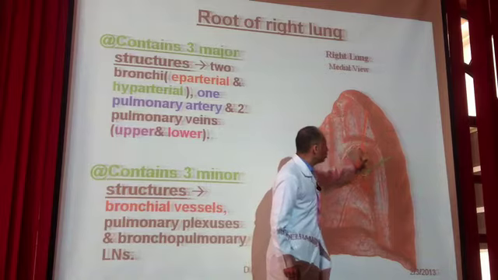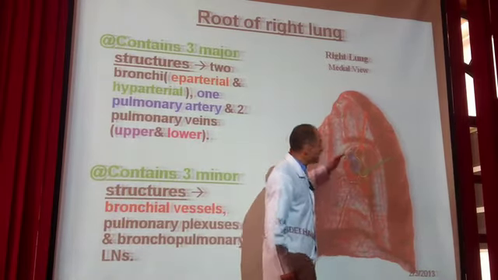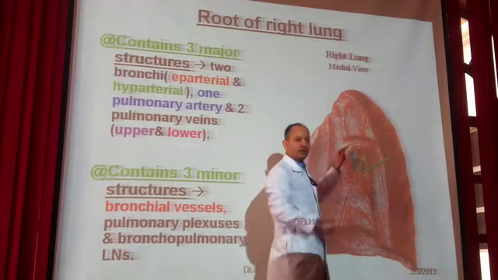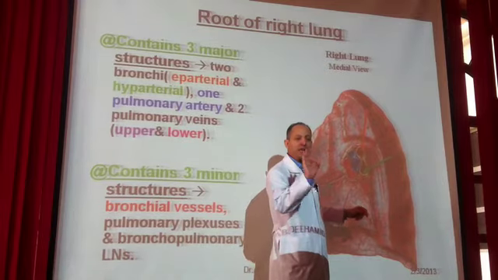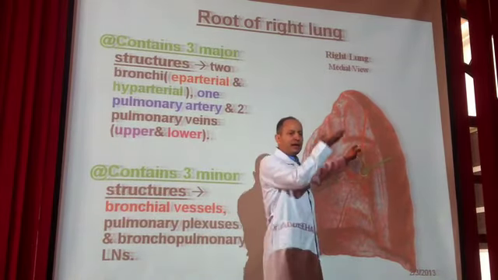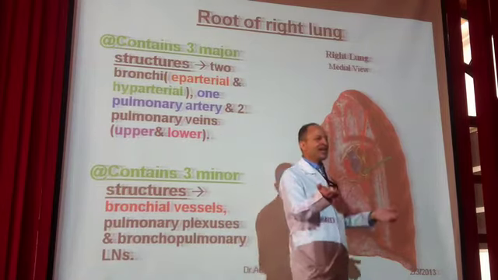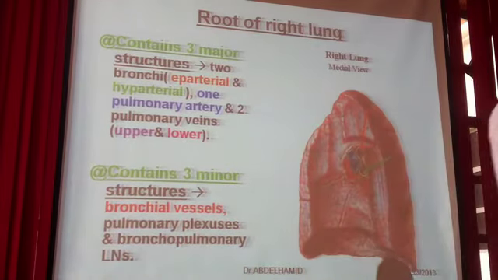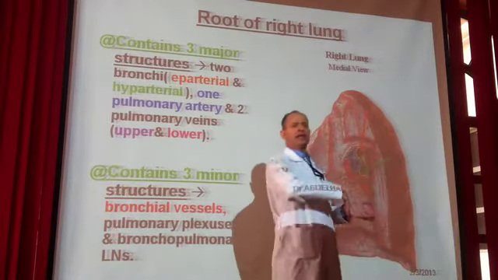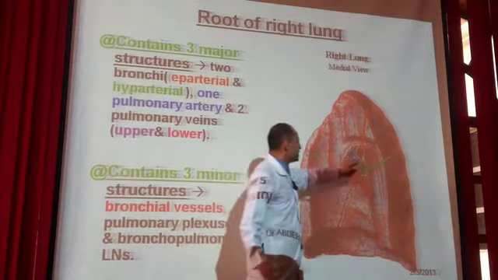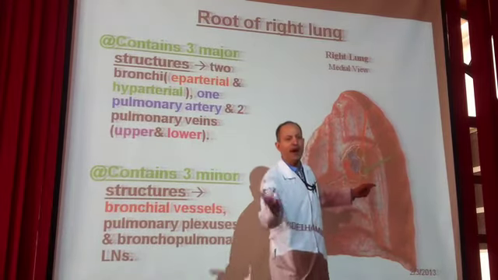What about the relation of the two bronchi to the artery? As we see, this one is located above the level of the artery. And this one is located below the level of the artery. So anatomical names: this one is named the eparterial bronchus, meaning the bronchus above the level of the artery. Instead of saying the superior lobar bronchus, it will be described as the eparterial bronchus. The other one, instead of saying the middle and inferior lobar bronchus, you will say hyparterial bronchus.